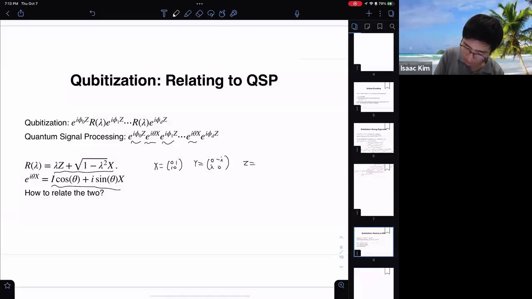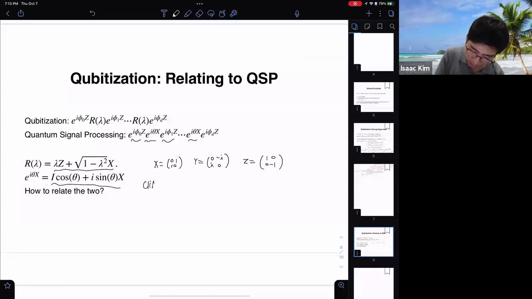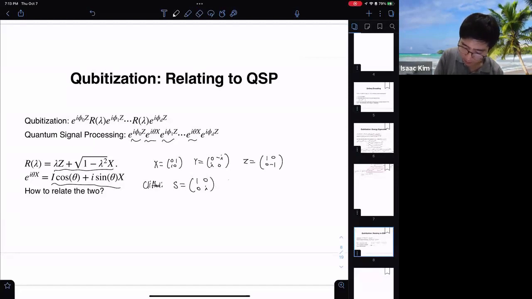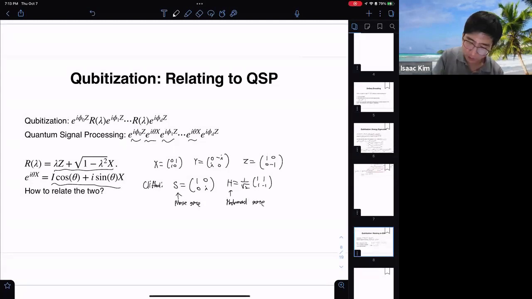There are certain special operators called Clifford operators, which will come in very handy. So Clifford operators are unitary operators, this is a unitary group generated by these two elements. This is called the phase gate. This is called the Hadamard gate. And for our purpose, we only consider this operator.